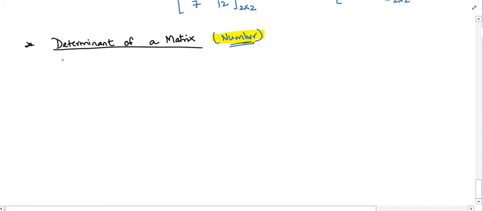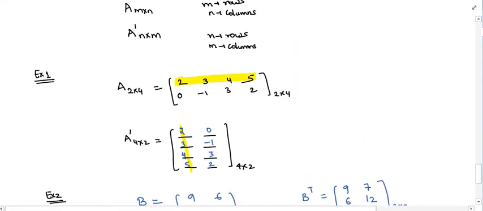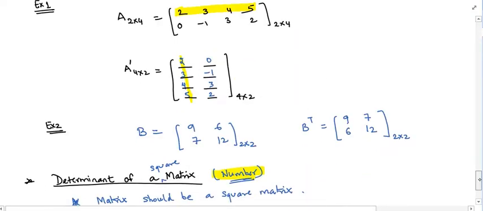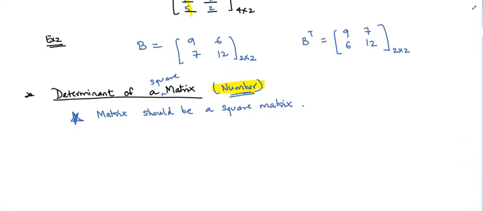So let's consider the determinant. Again, we cannot find the determinant of any matrix. The condition is that the matrix should be a square matrix. If the matrix is not a square matrix, we cannot find the determinant. So we can sometimes also say determinant of a square matrix. Otherwise it's not possible. This is an important thing. So if I give you this matrix A and ask you to find its determinant, you can simply write that it's not possible because it is not a square matrix.